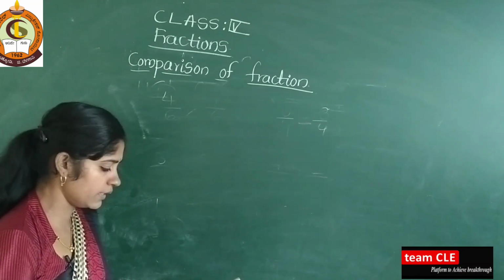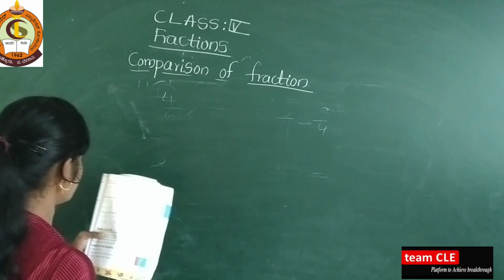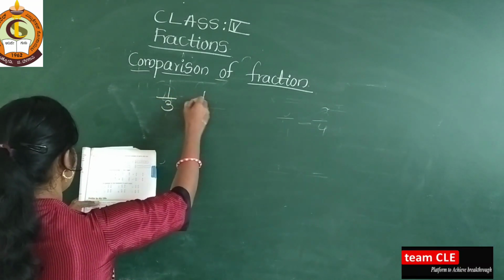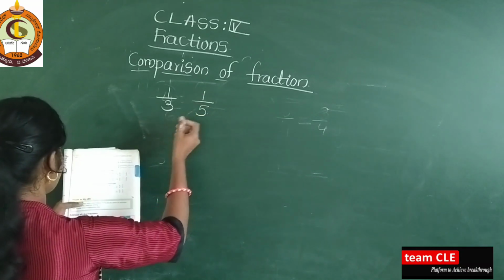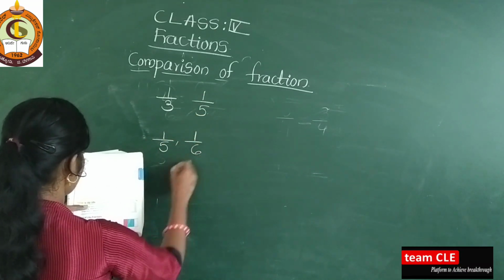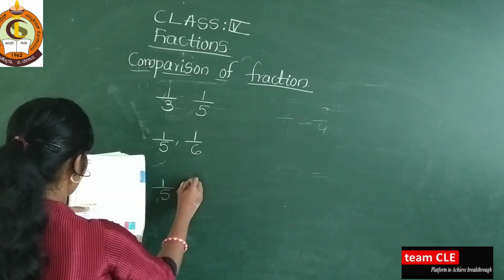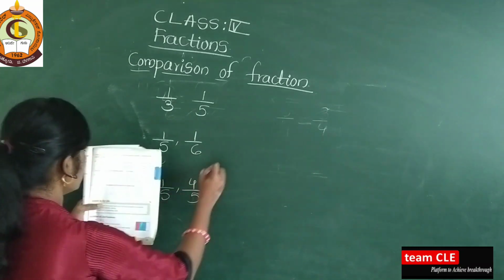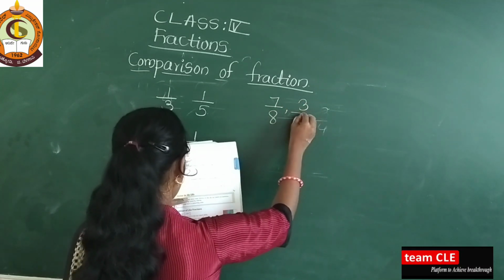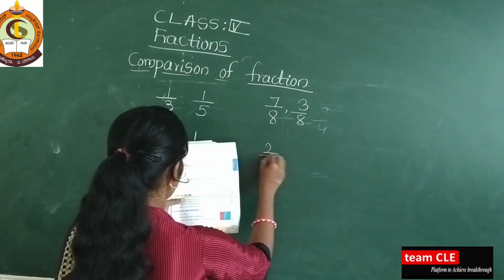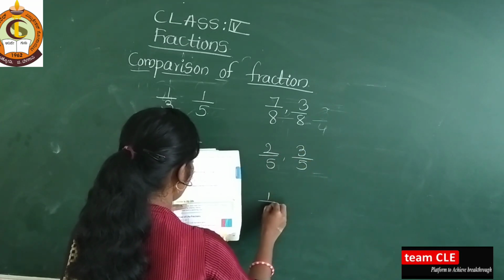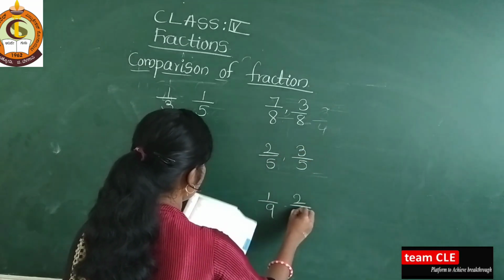I will take some examples. Find and circle the greatest fraction in case 1 by 5, 1 by 3. Here unit and like fractions both are there. 1 by 5, 1 by 6. 1 by 5, 4 by 5. 7 by 8, 3 by 8. 2 by 5, 3 by 5. 1 by 9, 2 by 9.